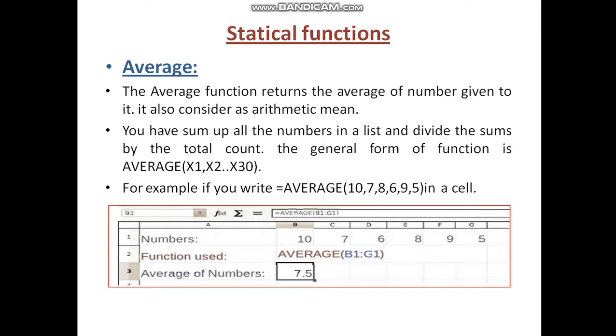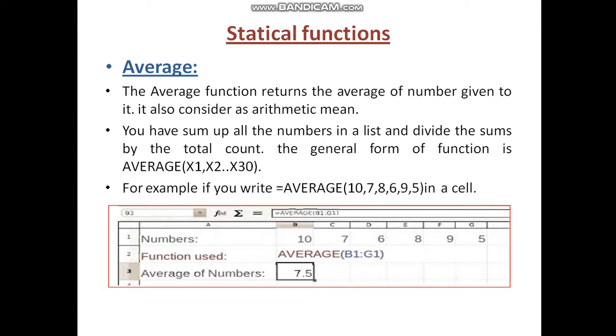cell. So when you calculate the average, first of all total all the values, like 10 plus 7 plus 8 plus 6 plus 9 plus 5, and divide it by the count of numbers. Here we have 6 numbers, so divide by 6. The total of those numbers is 45, divided by 6, and the answer is 7.5.